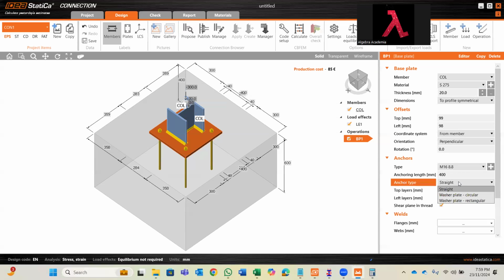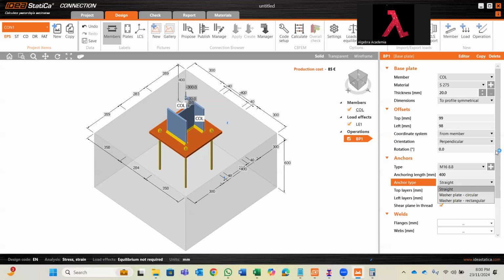The other two anchors we are not going to use in practice, because we will most often use the straight anchor, or the J bolt, or the U type. I'm talking about J bolt in the sense of U type. There's also the L anchor. So L and J, as well as the straight anchor.